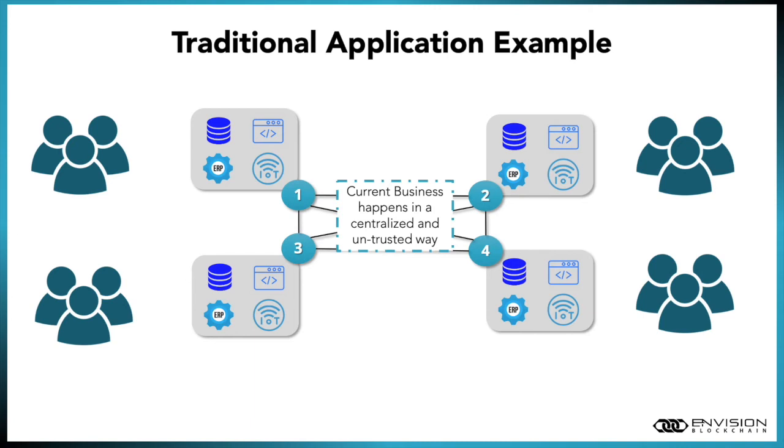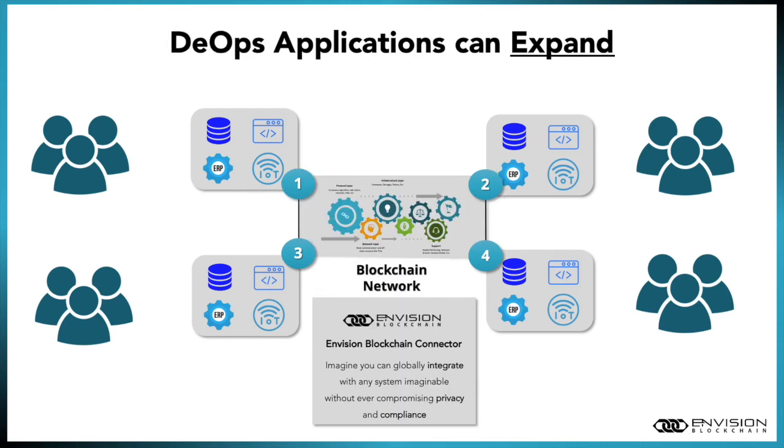So this DeOps application we're talking about, right? And DeOps, again, decentralized operations, where you're working across multiple organizations, DeOps applications could expand. And you don't even need to change your systems all the way around in order to showcase this, right? So this Envision Blockchain Connector that we're calling Native allows you to do this. And what we like to say is, imagine that you can globally integrate with any system imaginable without ever compromising privacy and compliance. That's the biggest deal.